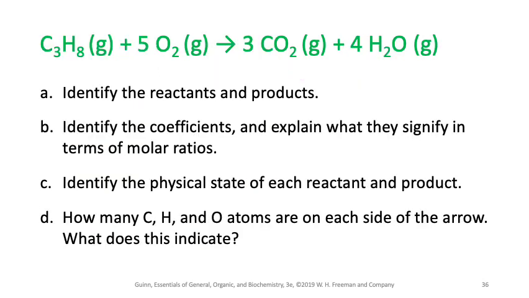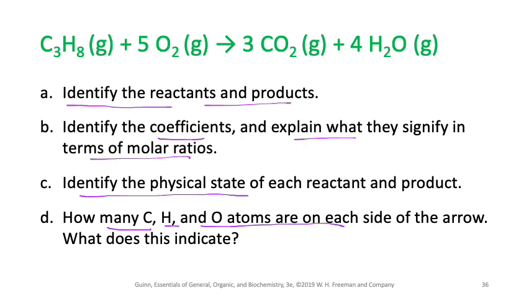Okay, so let's try to solve this problem. The chemical equation of the chemical reaction is already given for you, where the 2 reactants are combining together to give 2 products right after the arrow. First, identify the reactant and product. Second, identify the coefficients and explain what they signify in terms of molar ratio. The third one is to identify the physical state of each of them, product as well as reactant. And last, you have to tell me how many carbon, hydrogen and oxygen atoms you have on each side of the arrow and what it indicates, right?